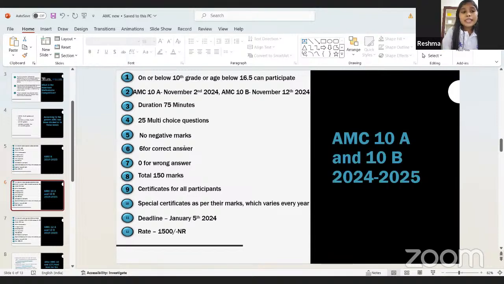The duration will be 75 minutes. There will be a total of 25 multiple choice questions. There will be no negative marking. For the correct answer, you get 6 marks, 0 for the wrong answers, and it is out of 150 marks.